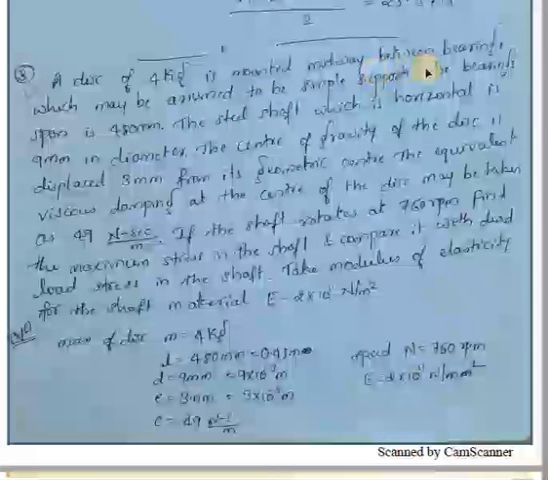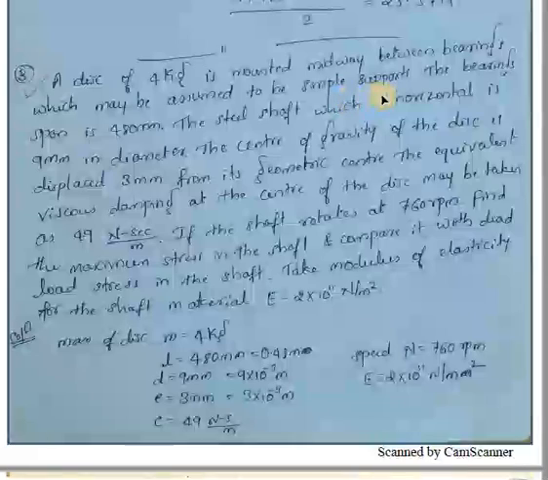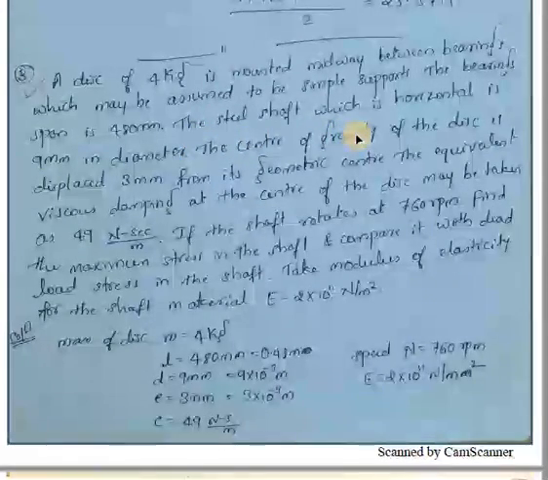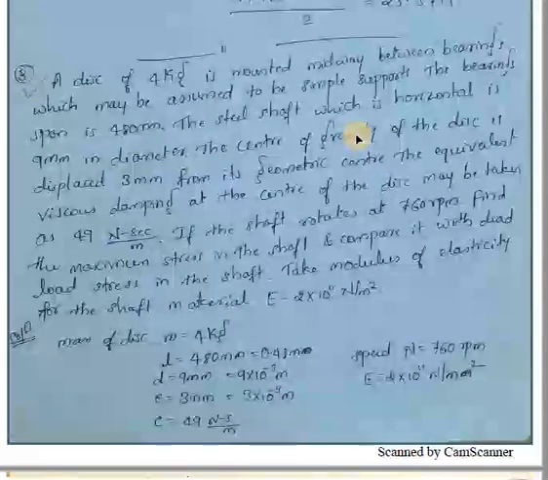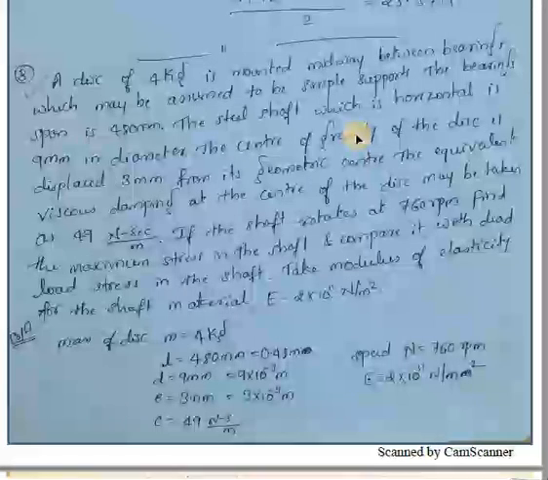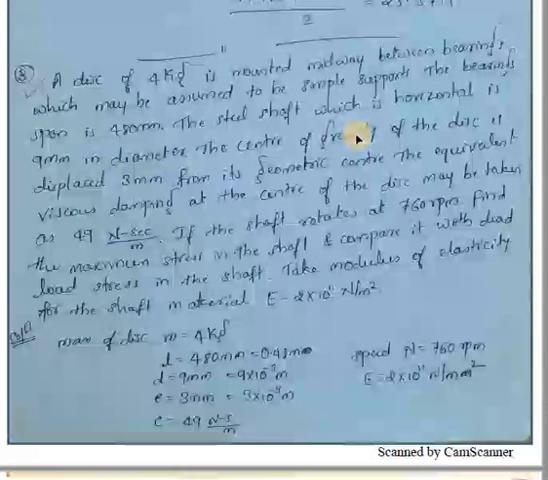Then the third problem is, a disc of 4 kg is mounted midway between the bearings, which may be assumed to be simple supports. The bearing span is 480 mm. The steel shaft, which is horizontal, is 9 mm in diameter, and the CG of the disc is displaced by 3 mm from the geometric center. The equivalent viscous damping at the center of the disc may be taken as 49 Newton second per meter. If the shaft rotates at 760 rpm, find the maximum stress in this shaft and compare it with the dead load stress in the shaft. Take modulus of elasticity as 2 into 10 raised to 11 Newton per meter square.